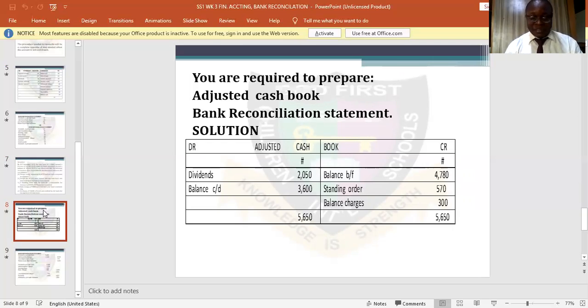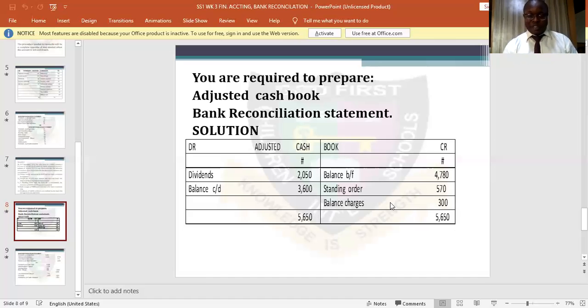So let me start with this adjusted cash book. On my screen here, the 4,780 naira means the customer has 4,020 in his account, but he has withdrawn more than what he has in the account. Instead of withdrawing 4,020, he withdrew 4,780 naira. So we are going to have the balance at the credit side here, a balance brought down of 4,780. Then the standing order given to us, 570 naira, is here. Then the bank charges, 300 naira, also at the credit side.